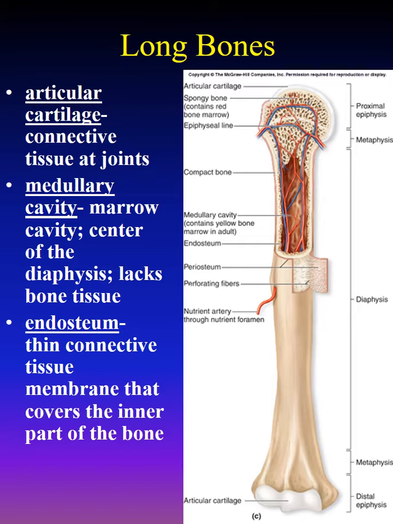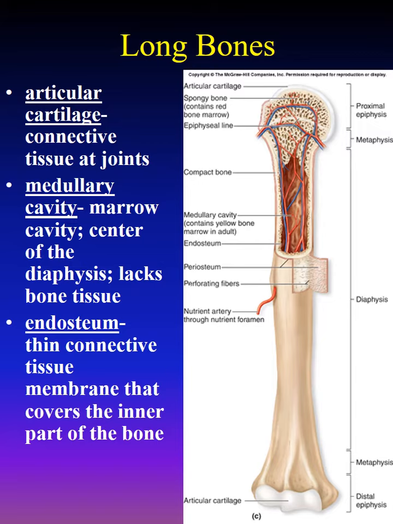The articular cartilage of long bones is going to be the thin layer of hyaline cartilage that we find covering the epiphysis at the joint surfaces. And so this allows for decrease in friction as well as acts as a shock absorber.